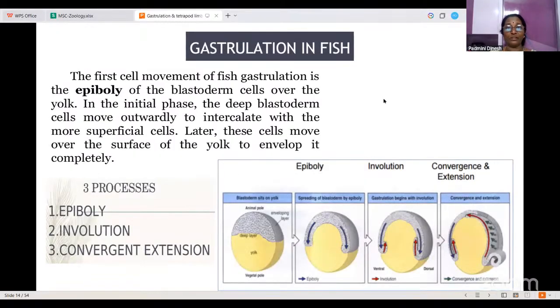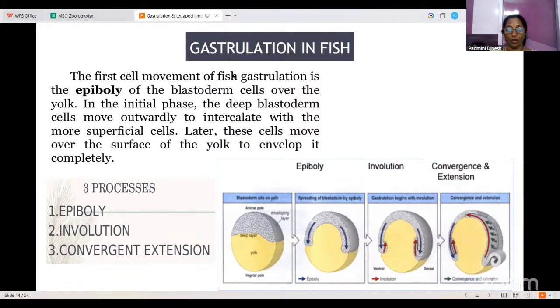So that was Amphioxus. Now coming to gastrulation in the fish. So we'll talk about the fishes, that is Pisces. What is happening in the Pisces? The first cell movement of the fish gastrulation is epibole. Complete covering is the first starting of gastrulation. Now you're going to understand that each species is going to have a different type of movement of the cells. So here, epibole is going to be the first one.